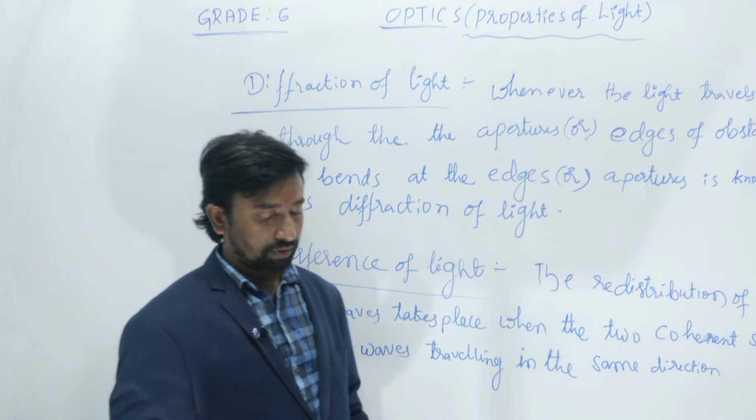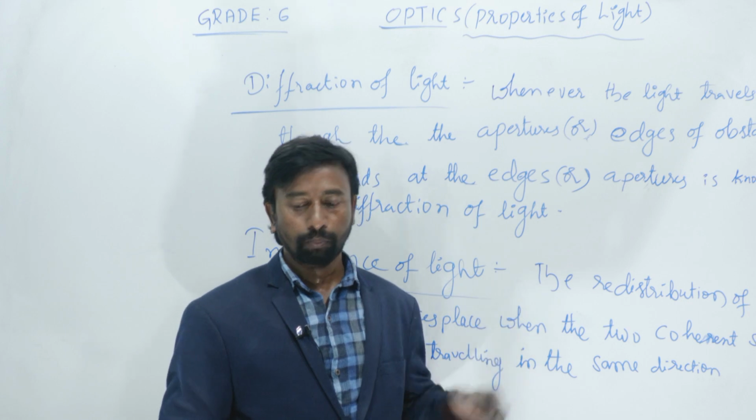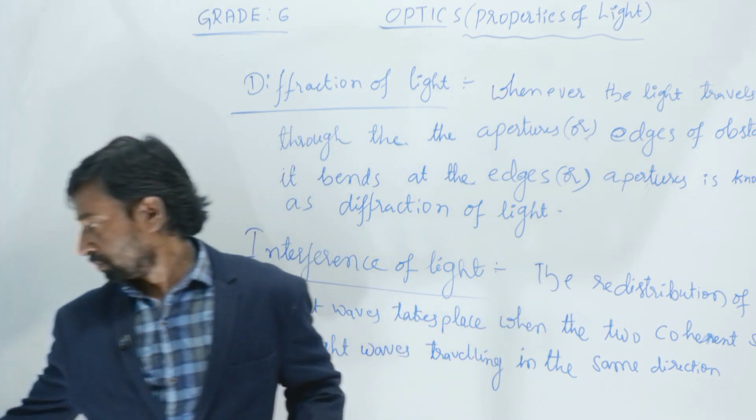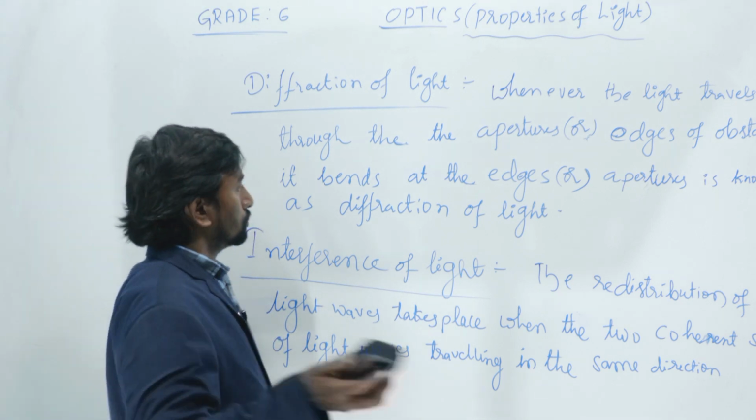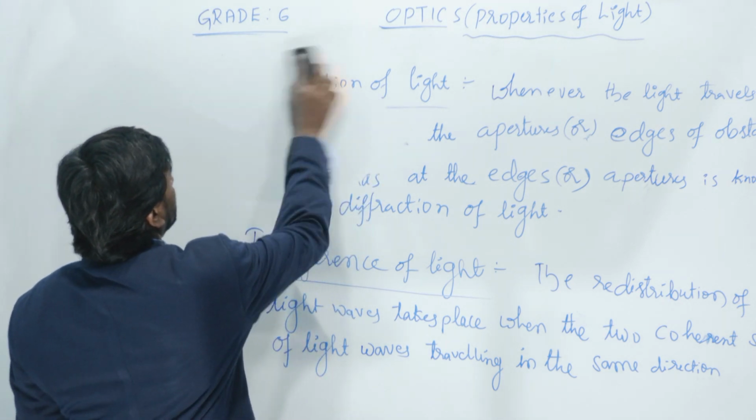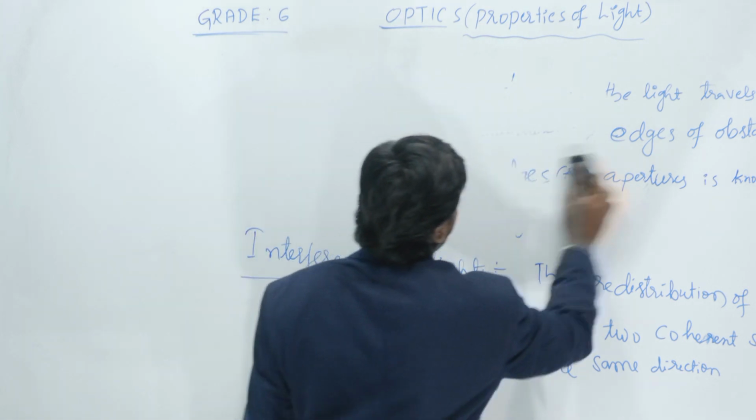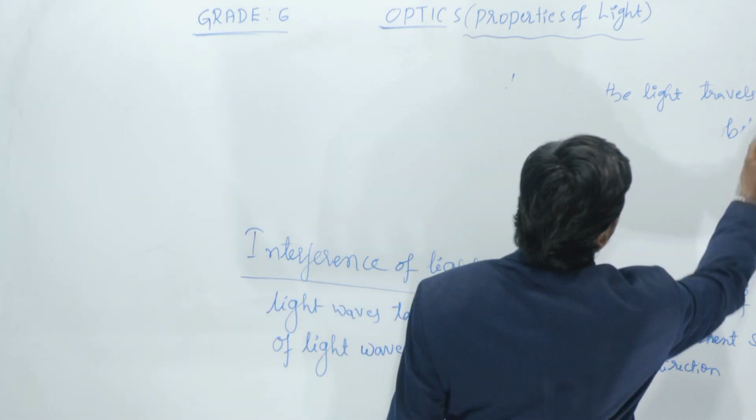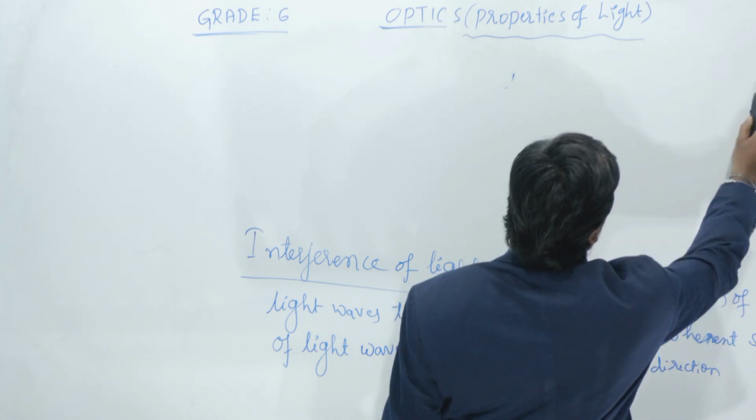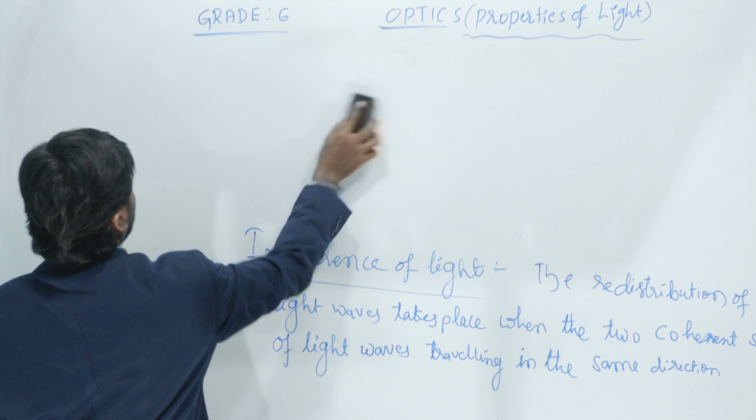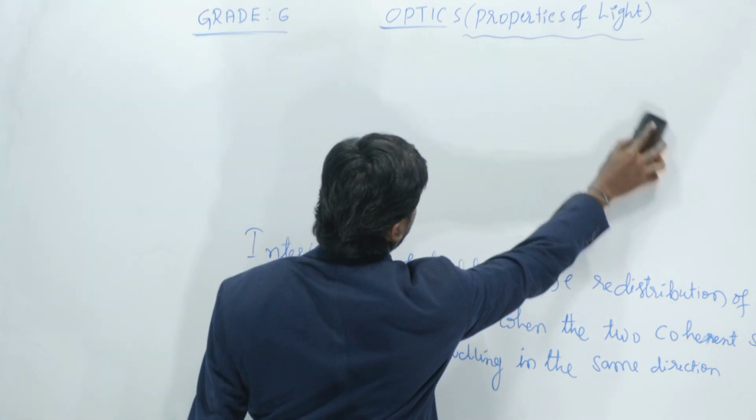Next we are going to see polarization of light. Light is an electromagnetic wave, so there is an electric field and a magnetic field. In its propagation, when the light wave is traveling in a medium, electric waves and magnetic waves are present in it.